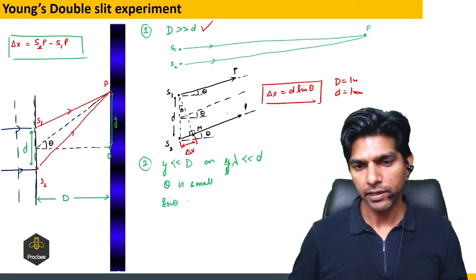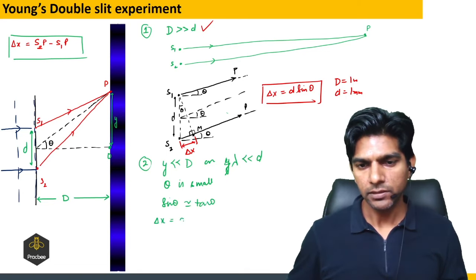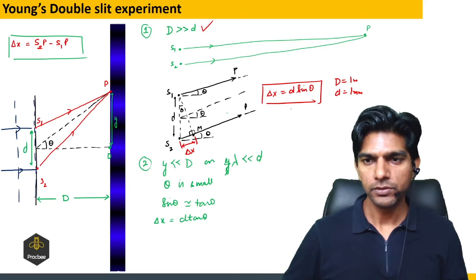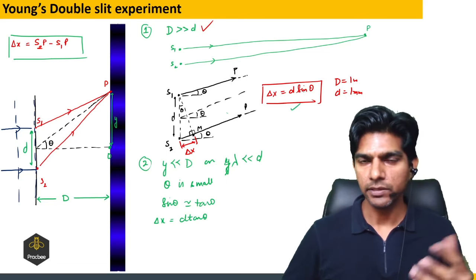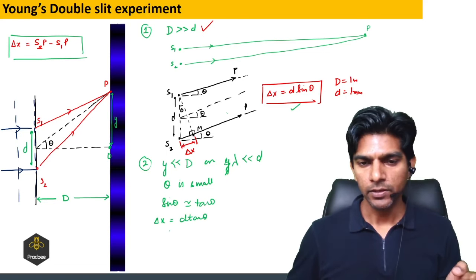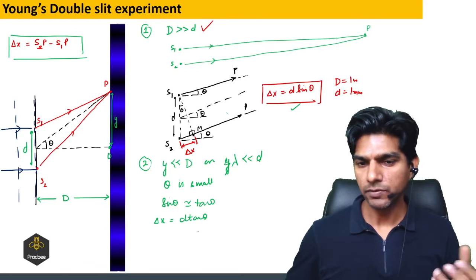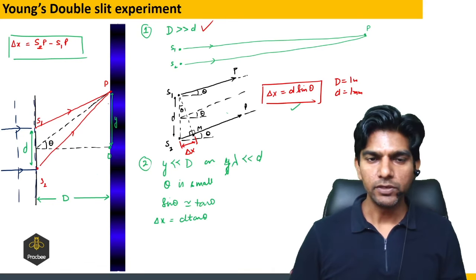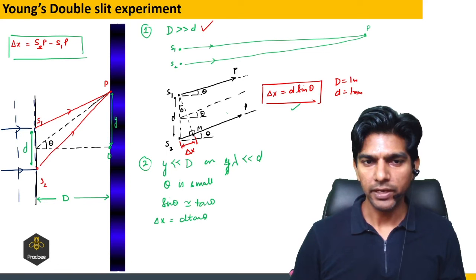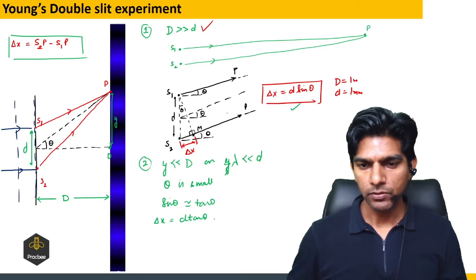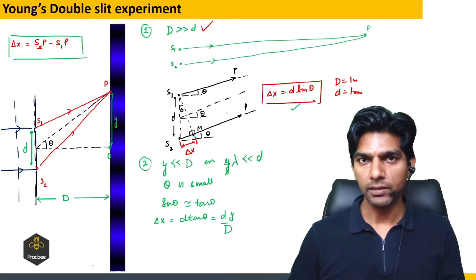If theta is small, we can write sine theta nearly equal to tan theta. So sine theta can be written as tan theta, and delta x can be written as d tan theta, because d sine theta we just calculated when the first assumption is valid. So when both the assumptions are valid, delta x will be d tan theta. And what is tan theta by using trigonometry? It will be y, perpendicular upon base. So this can be written as d y by capital D. So this is the path length difference.